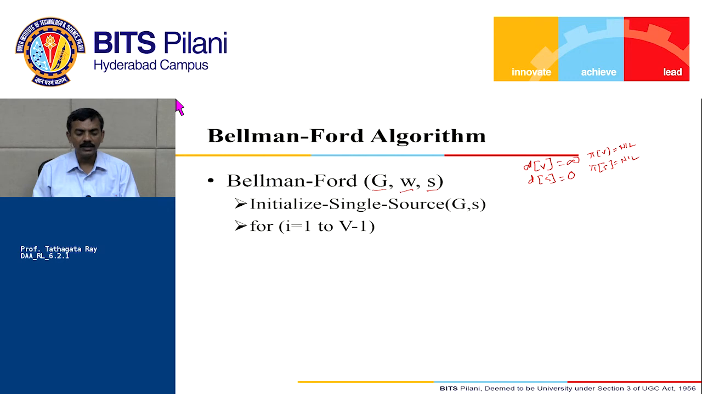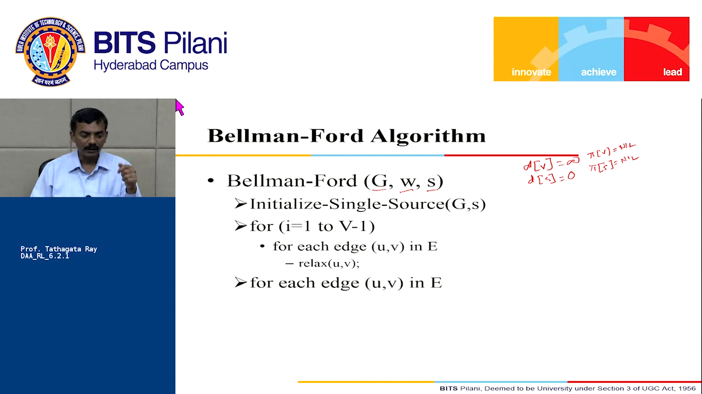Then what you do is, for i equal to 1 to V minus 1, that means you are going to iterate V minus 1 times. And in every iteration, what will you do? You will check every edge in the graph and you will relax it. That's essentially the main thing. You will do this exercise V minus 1 times. What is the exercise? You will take an edge, you will relax it, all the edges in the graph.